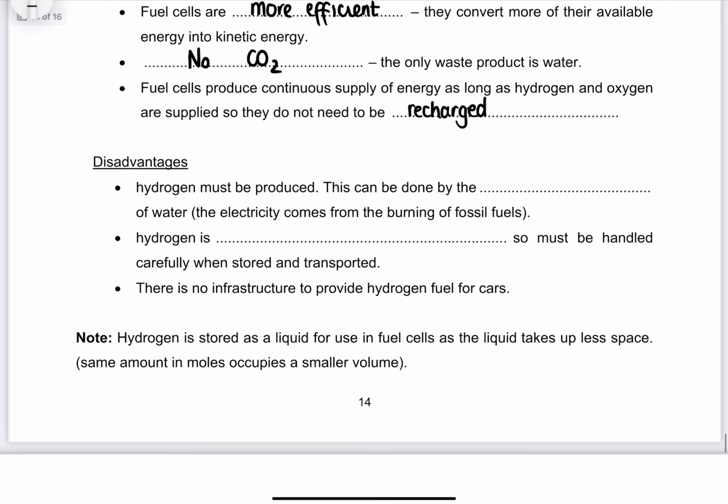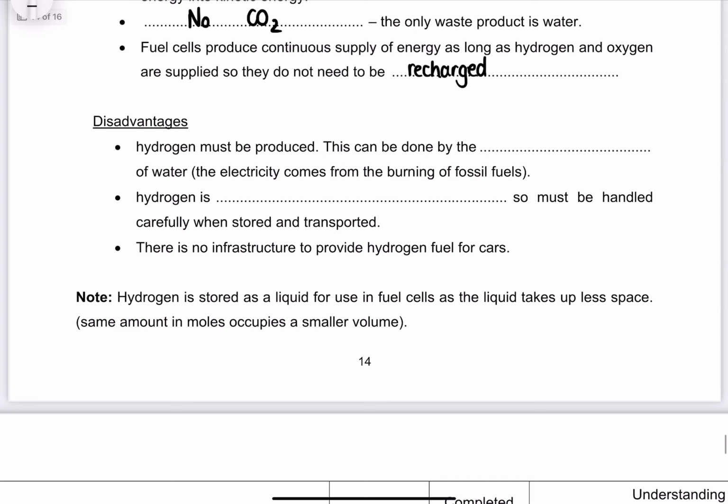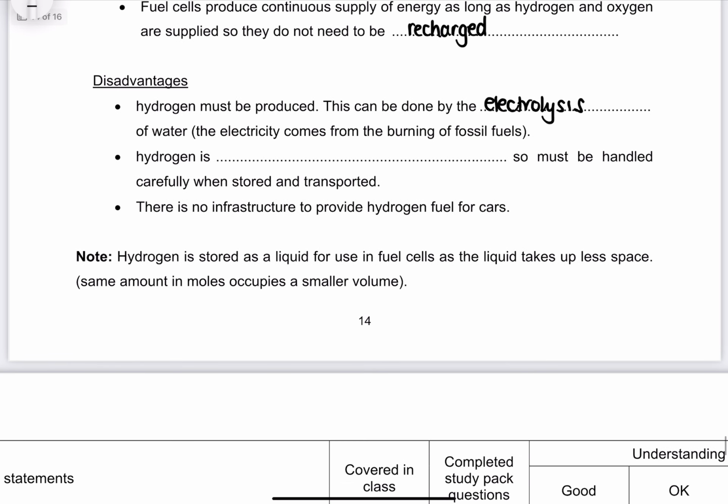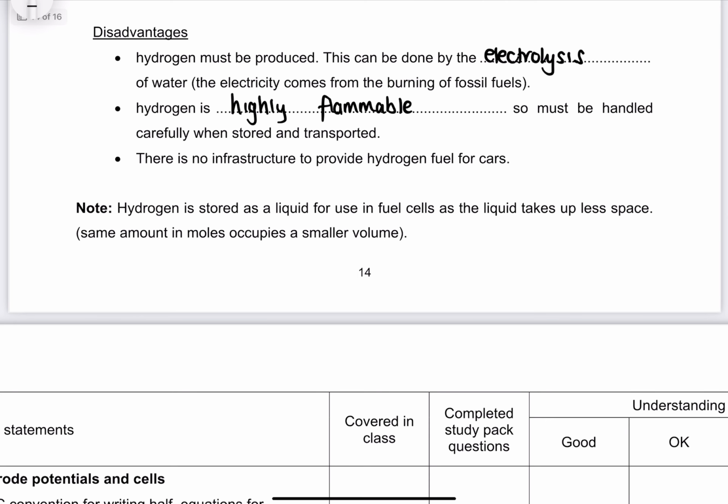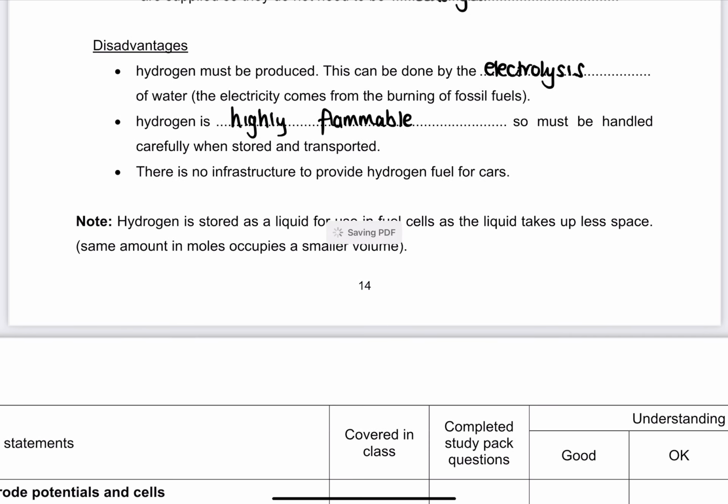What are the disadvantages? Well, hydrogen must be produced. This can only be done by electrolysis, which uses fossil fuels, and therefore that kind of negates the fact that we're not producing CO2. Hydrogen's highly flammable, and so has to be stored very carefully and transported very carefully. And there is no infrastructure, so there's no hydrogen petrol stations or hydrogen fuel stations.